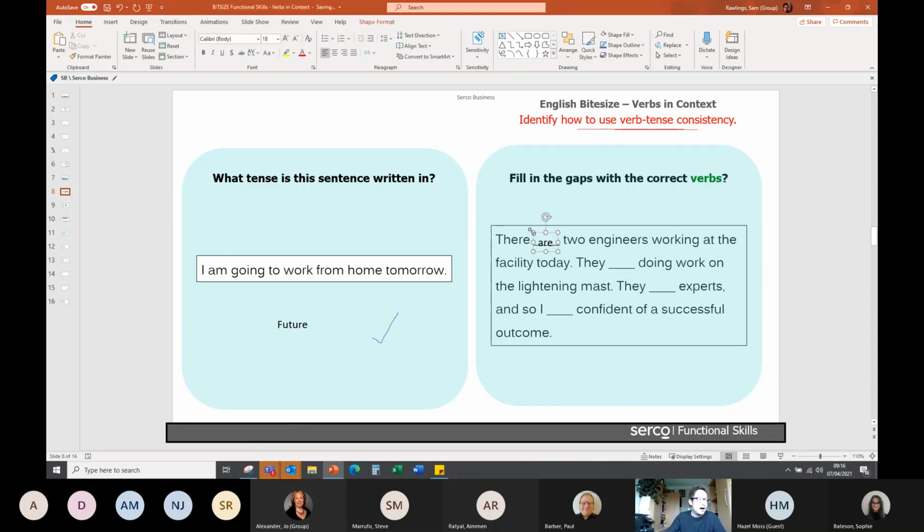Good. So we're going to say there are 2 engineers working at the facility today. They are doing work on the lightning mast. I can see we've got 3 R's. Yeah, exactly. So they are experts. And so well, and Shadida, I see you've got that really quick as well. And Joe as well, and Steve, excellent. And so I am confident. Good. So you can see, again, another example of how we want to make sure that our tenses are consistent. All right, really, really good.